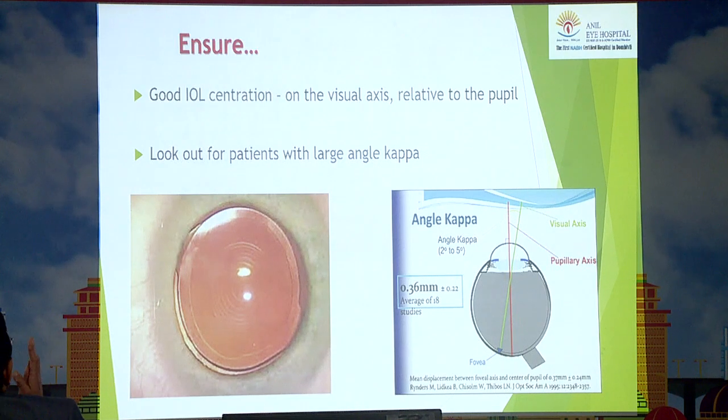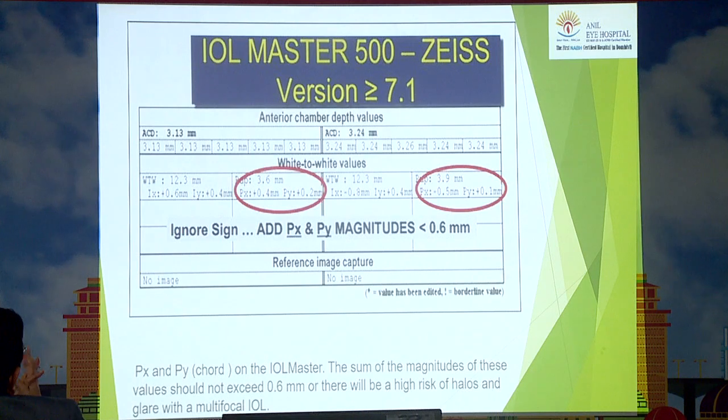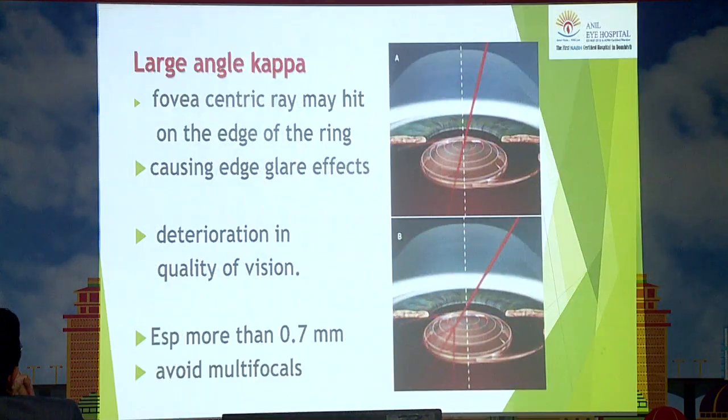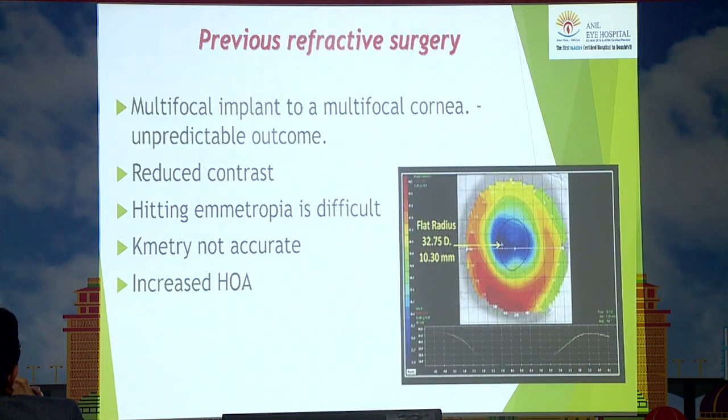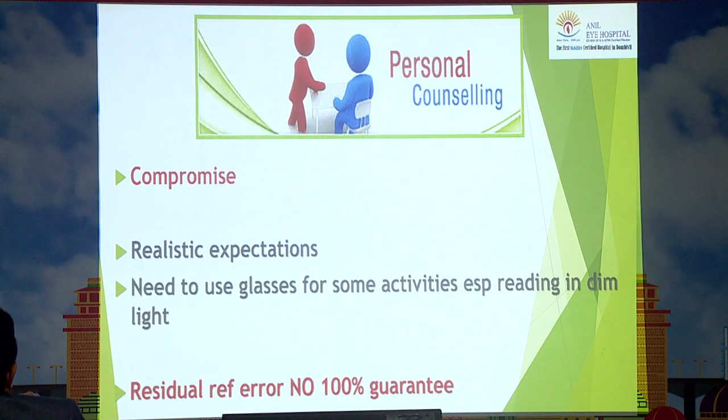Ensure that the lens is centered well. Angle kappa is important, and you can do this pre-operatively even with the IOL master or with the eye tracker. Large angle kappa can cause edge glare effects. And if there are patients with previous refractive surgery, hitting emmetropia may be difficult, and because of raised higher order aberrations, that can cause more night vision issues.